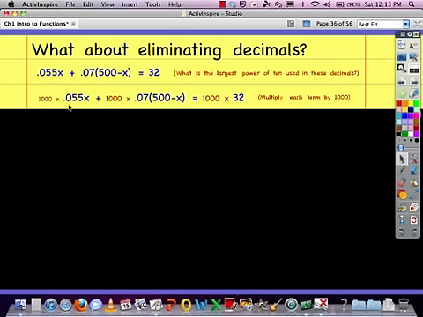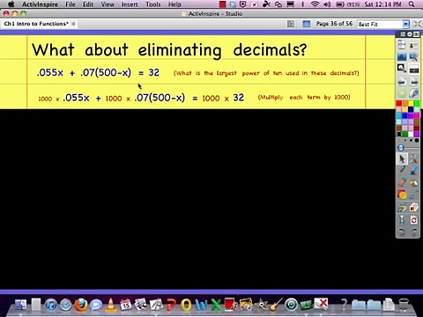If we multiplied this first term by 1,000, that's going to be a move of 3 places to the right. We'd be looking at a 55. Multiplying the second term by 1,000, 1, 2 to the right would put it there, but 3 more would make it a 70. You add that extra 0, so you'd have 70 times this quantity.